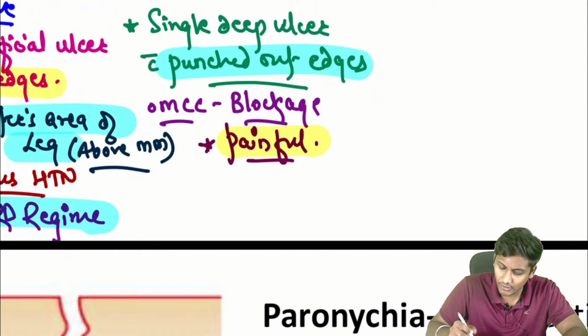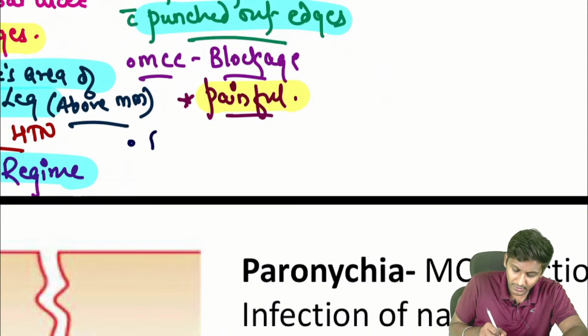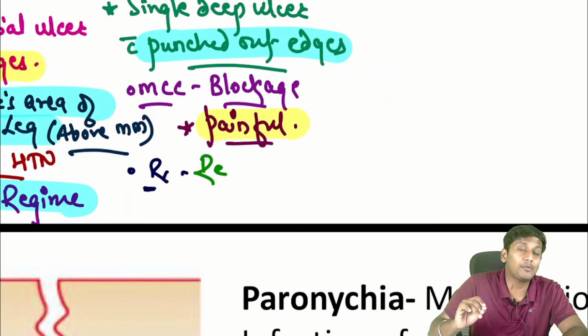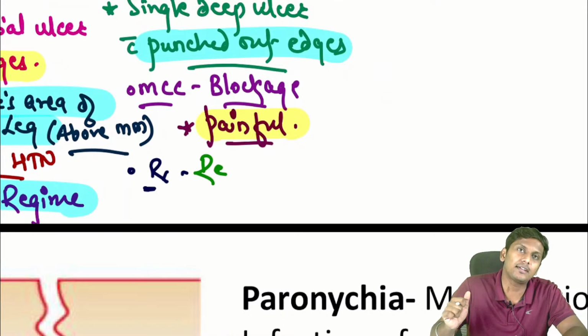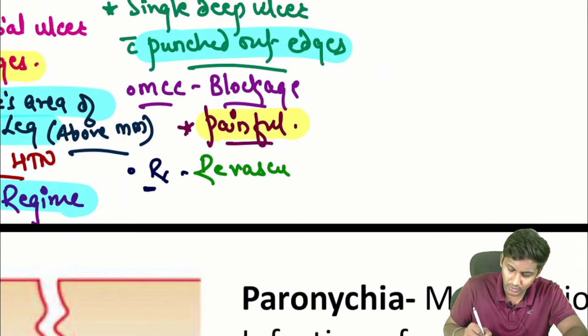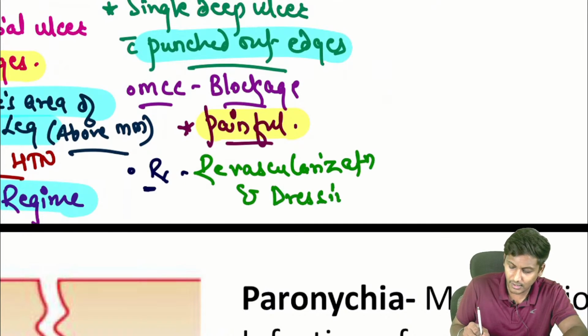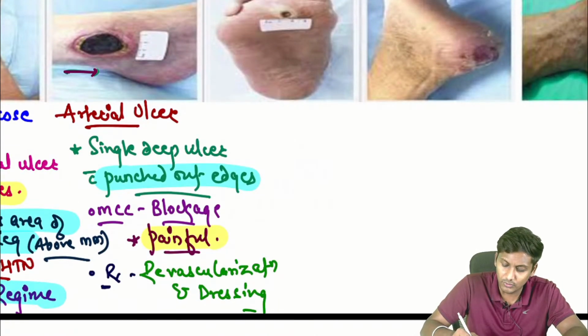Next important thing to remember: what will be the treatment of this ulcer? The treatment is going to be revascularization and dressing. What do I mean by revascularization? You have to restore the blood supply. That means, for example, if a patient has atherosclerosis, you have to treat that. If a patient has Buerger's disease, due to which there is an arterial ulcer, you have to treat the underlying condition. So that is what I mean by revascularization. Proper dressing and revascularization are going to help heal this ulcer known as the arterial ulcer.